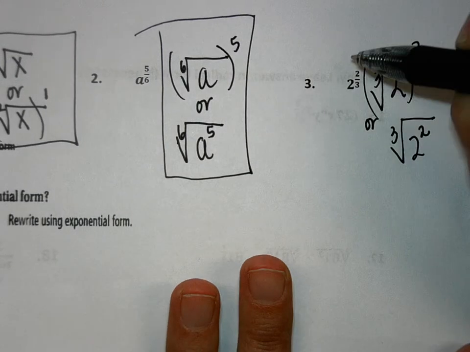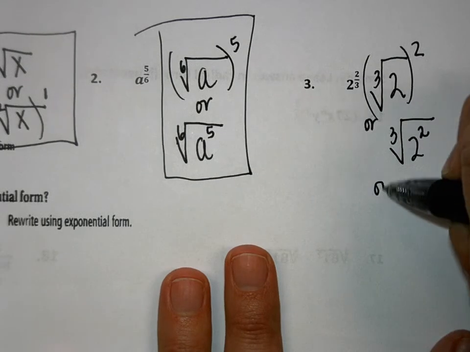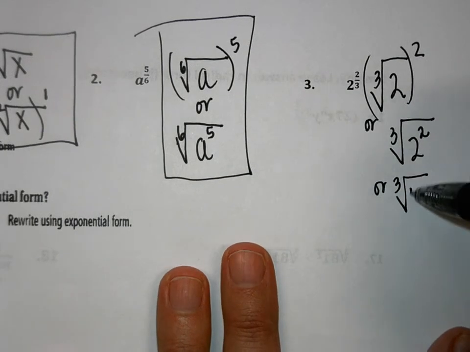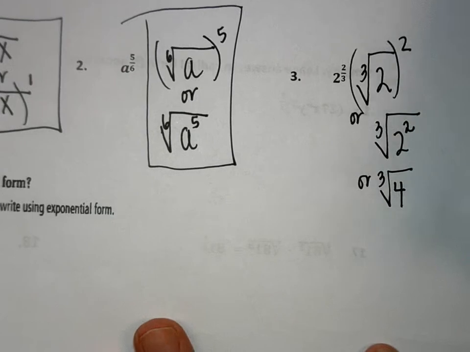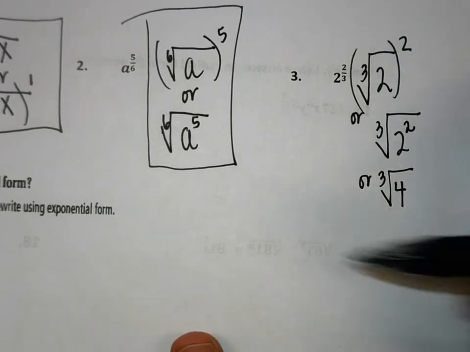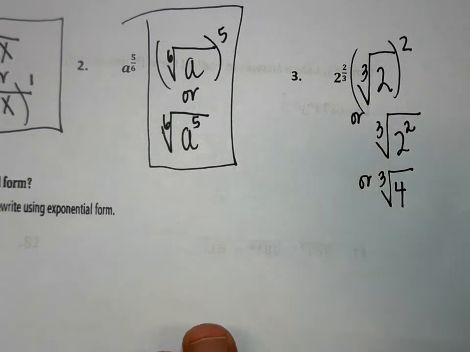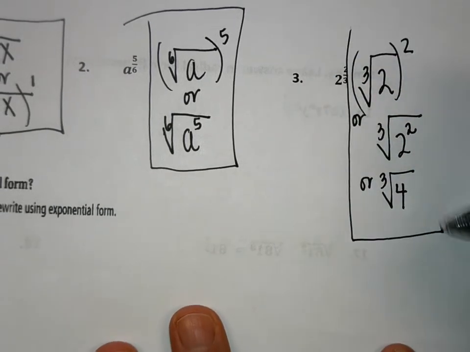Now, on your homework, when you're completing some of these problems, this could also be written as the cubed root of 4, because 2 to the 2nd power is 4, and that can't be simplified any further. All 3 of these answers will work. Do you need to write all 3 of the answers? No. Whichever method you like or makes the most sense to you, write your answer that way. Okay?